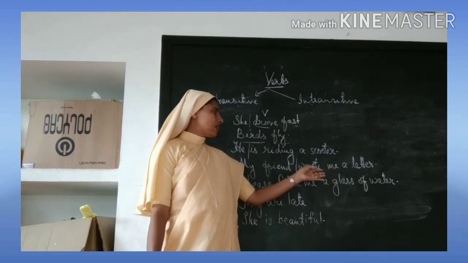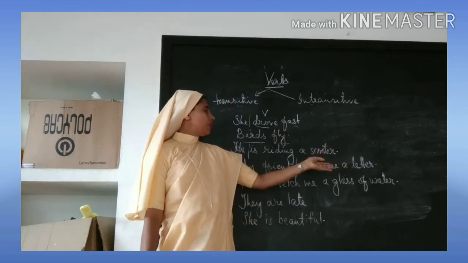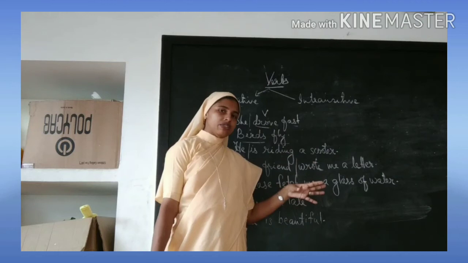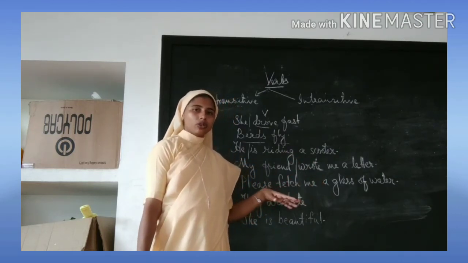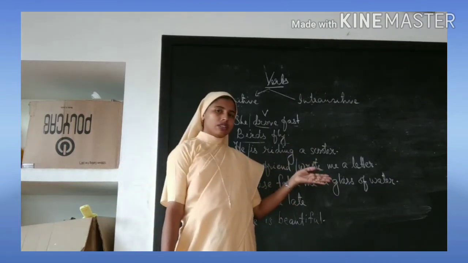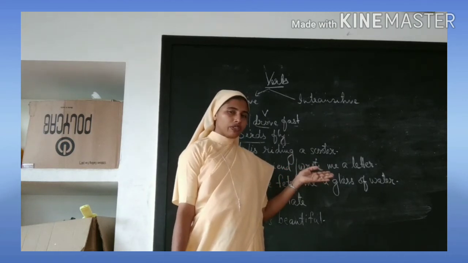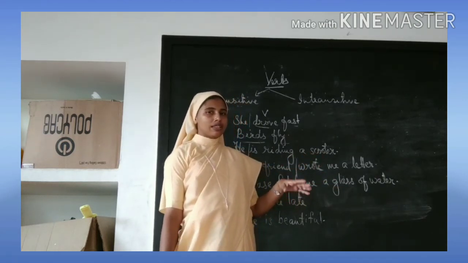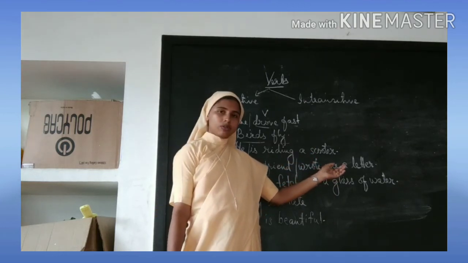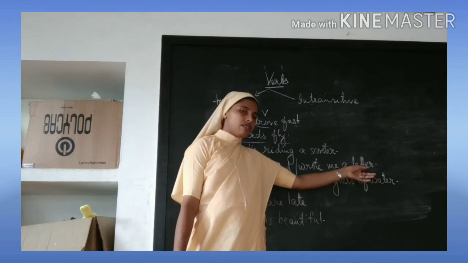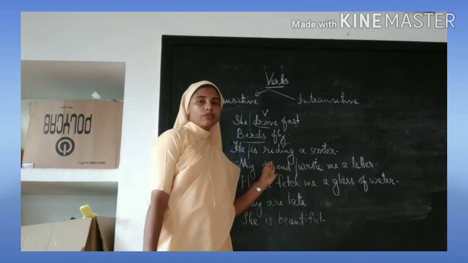My friend wrote what? You will get the answer: letter. So there are two receivers of the action. That means there is a direct object as well as an indirect object. A direct object is received by asking the question what, and an indirect object is attained by asking the question whom. Me is the indirect object, and a letter is the direct object. So this wrote is a transitive verb.